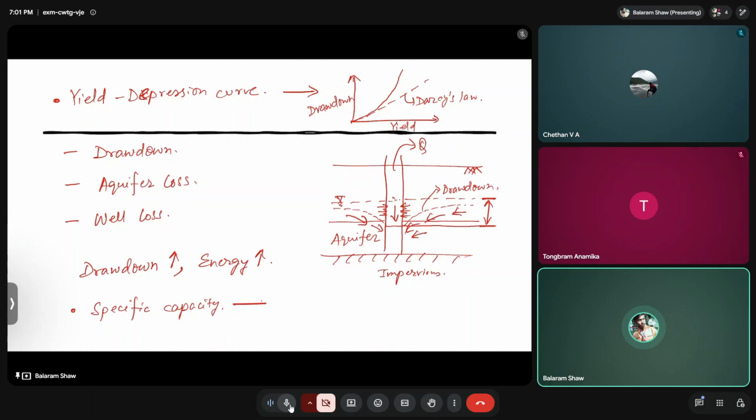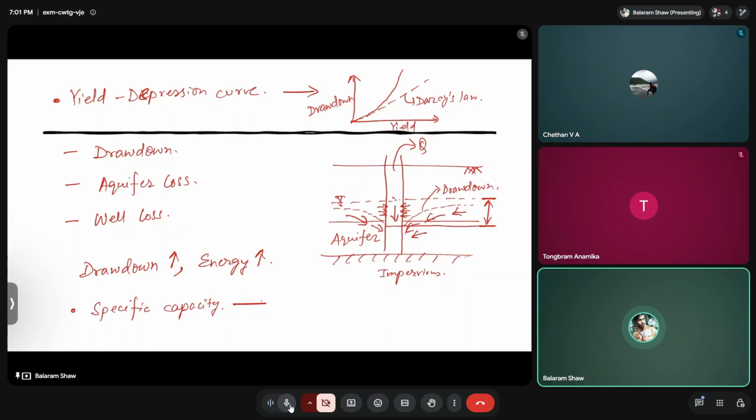The question is: a useful way of assessing the behavior of a well is to pump the well at different rates and measure the drawdown at each rate. Option A is yield drawdown curve, option B is groundwater level storage curve, option C is intensity duration frequency curve, option D is none of these.